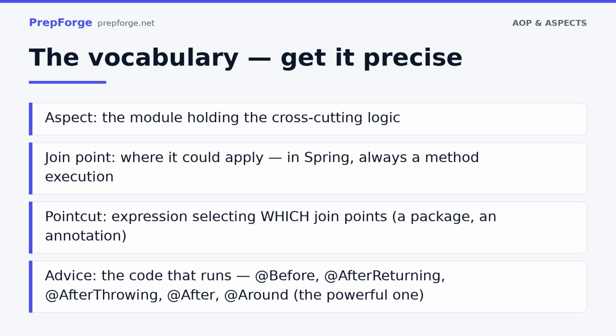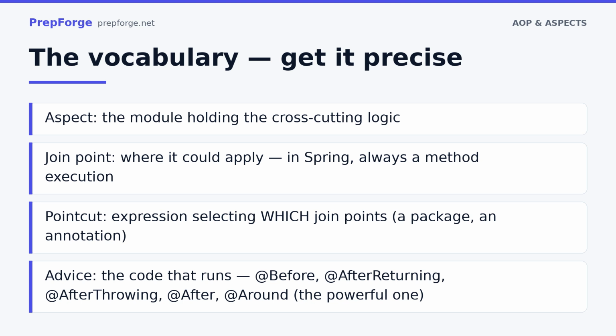Interviewers test the vocabulary, so get it precise. An aspect is the module holding the cross-cutting logic. A join point is a point in execution where it could apply; in Spring AOP, always a method execution. A pointcut is an expression selecting which join points to target, say, every method in a service package, or every method annotated @Loggable.